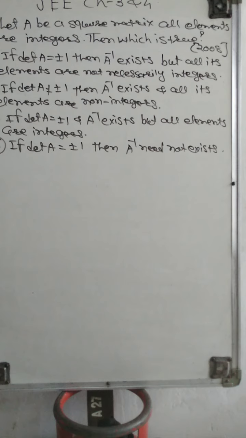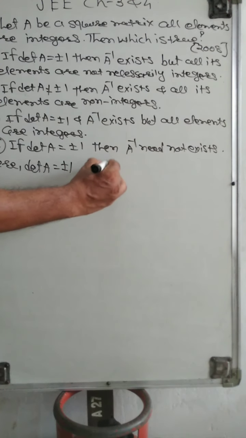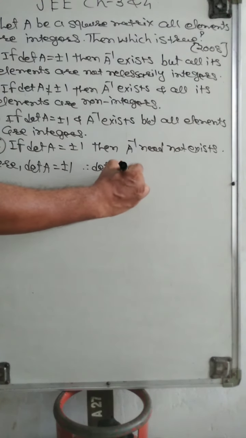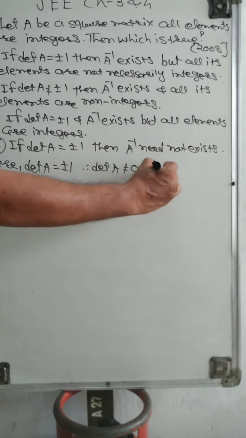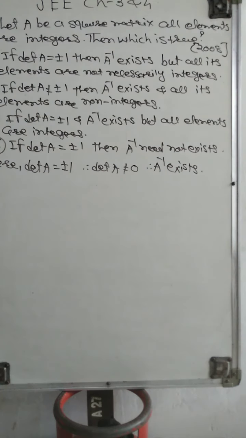Okay. So here first of all we simplify. Determinant of A equal to plus or minus 1 means what? Determinant of A is not equal to 0, which means A inverse exists, first of all. So this is true, and therefore statement D is false. And next, A inverse exists in all the three. But now one thing is also given, that A is a square matrix with all elements integers.